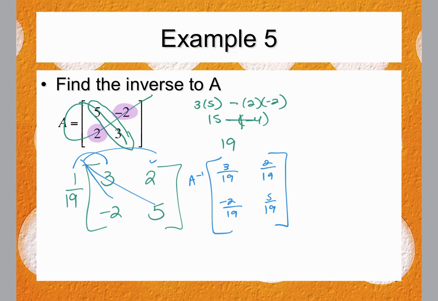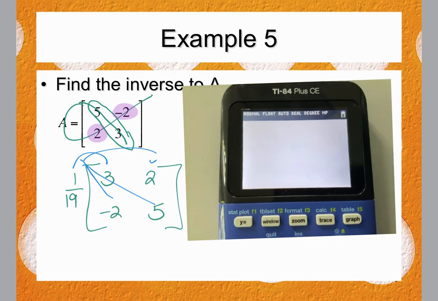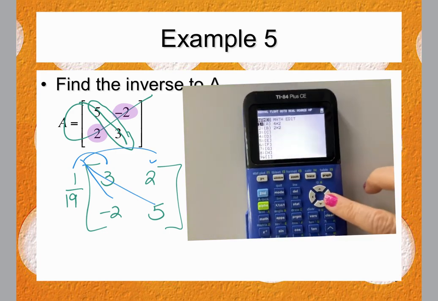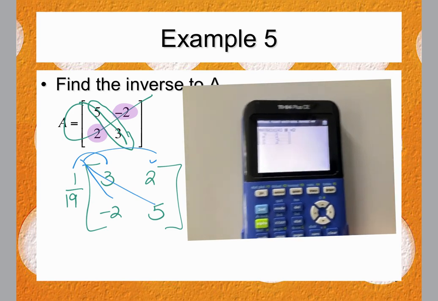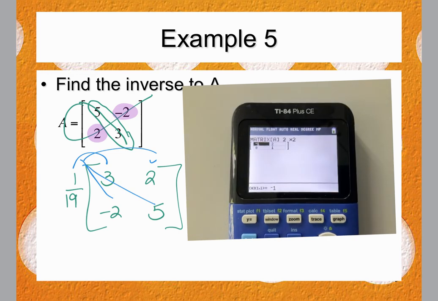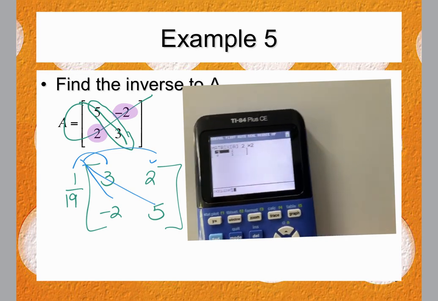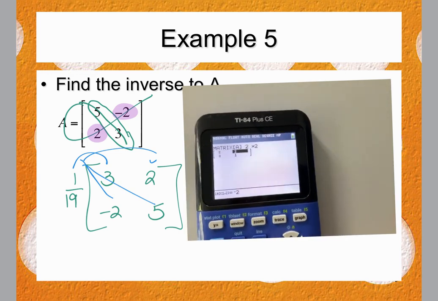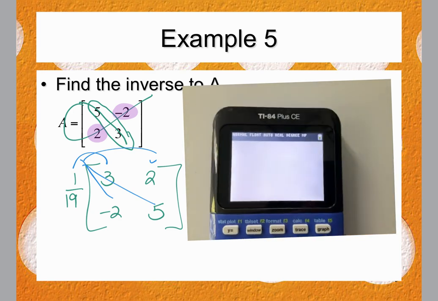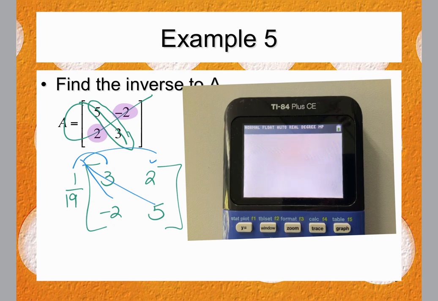Okay, the last thing I'll show you is how to use your graphing utility to check your answers. If I wanted to find the inverse of this, I'm back to the matrix menu. I go second, matrix, I go over to edit. I'm going to enter a 2 by 2, and I'm entering what I had at the beginning, 5, -2, 2, 3. And I get out of that menu, and I go back to my home screen.